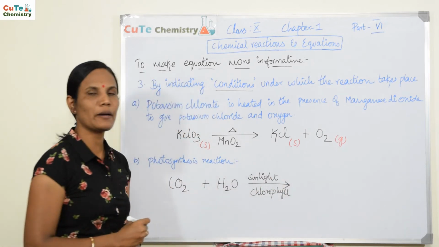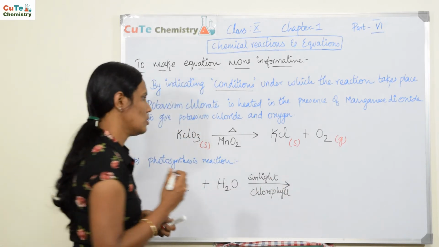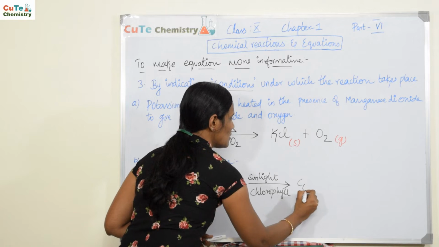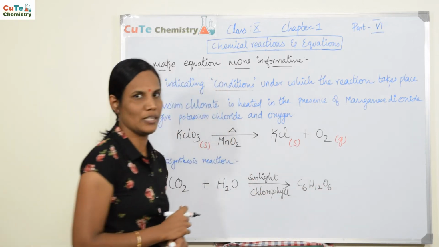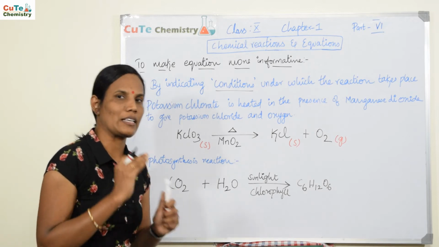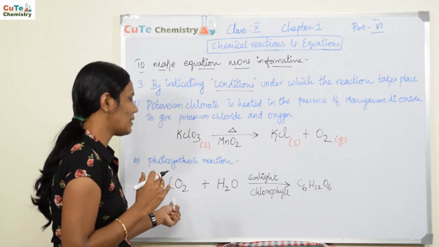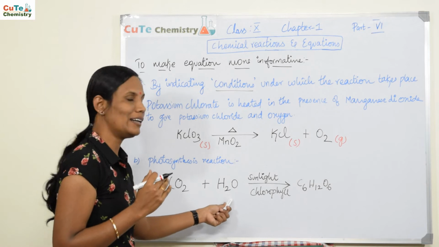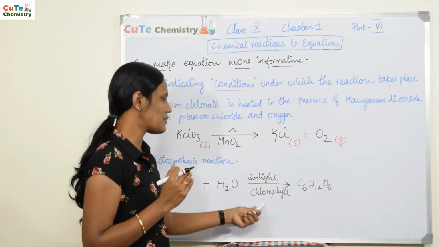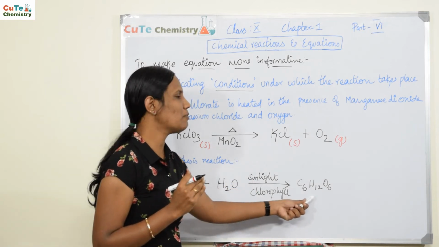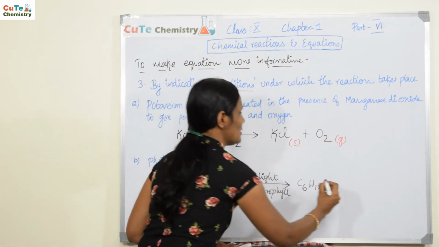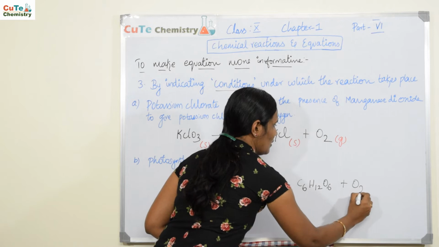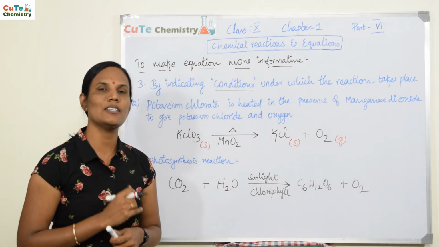So what will it produce? It will produce glucose. The formula for glucose is C6H12O6. During this reaction, the plant will take up carbon dioxide and water. In the presence of sunlight and chlorophyll, it will produce glucose, and oxygen will be given out during this reaction. And the formula for oxygen is O2.